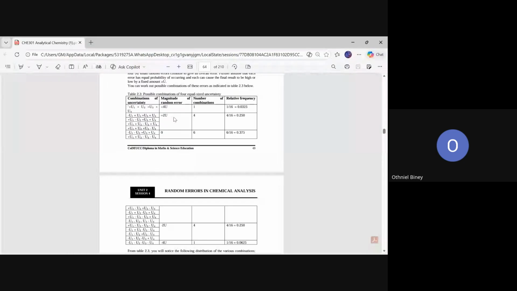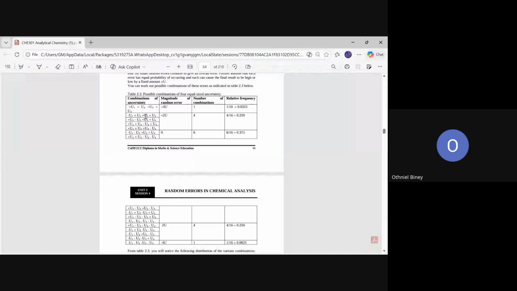When you come here, the magnitude of random error is 2 because there is a negative sign here. So this is -1 plus 1 plus 1 plus 1. This negative one takes off the positive one here, so this becomes U1 and U2. By adding U1 and U2, you get what?